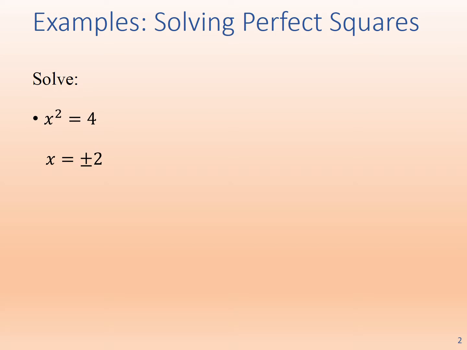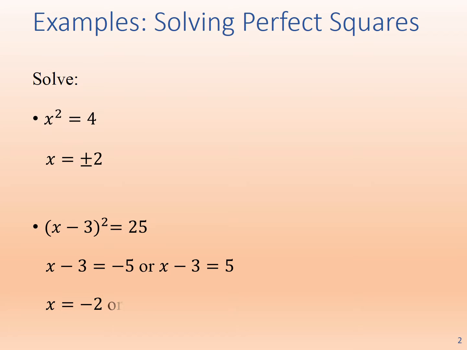So we take the positive or minus square root to get an answer of plus or minus 2. Another perfect square here, this time the square of x minus 3. So again, taking the positive or negative square root, we'll get two solutions. X minus 3 will have to be either negative 5 or positive 5. Adding 3 to each of those equations will give us those two solutions.